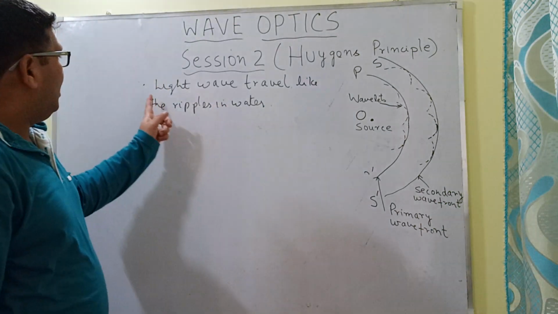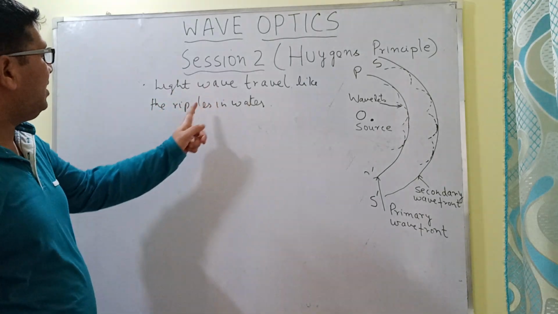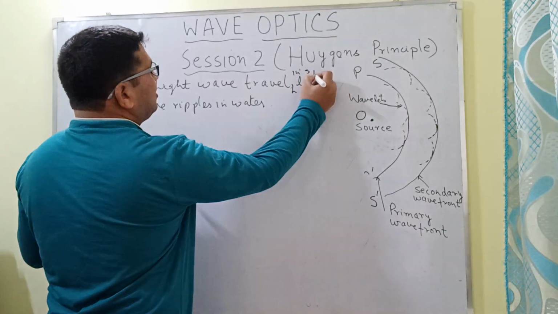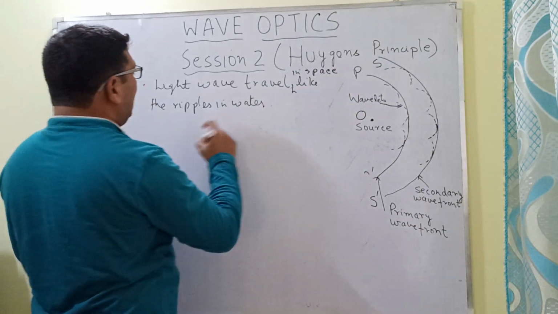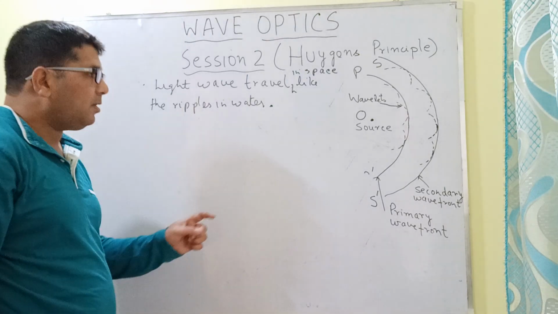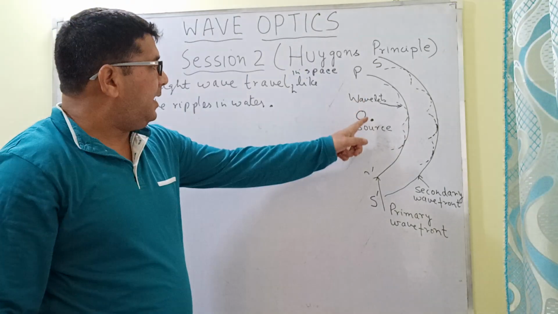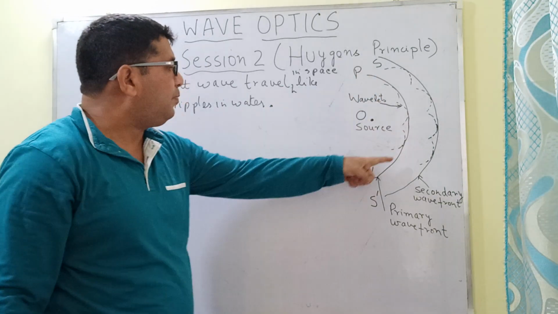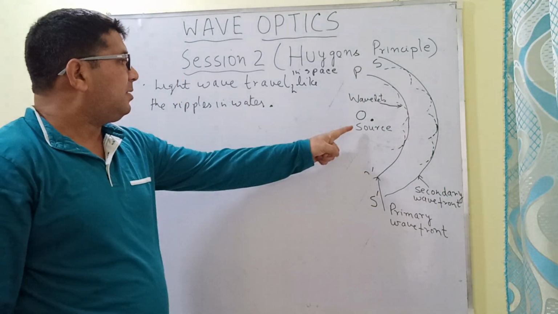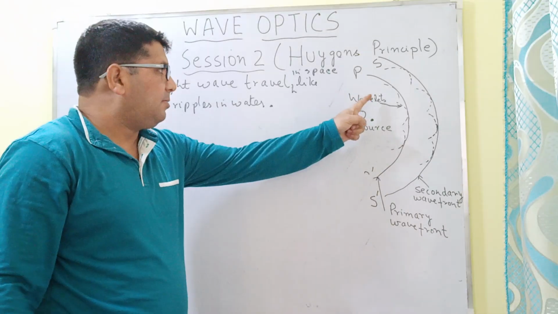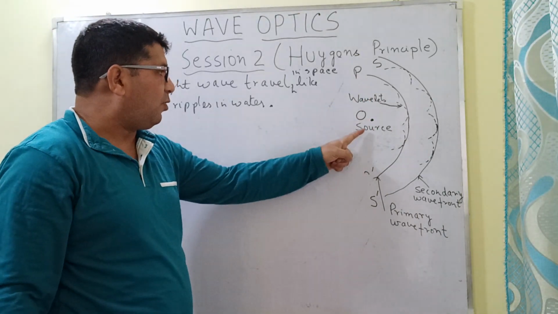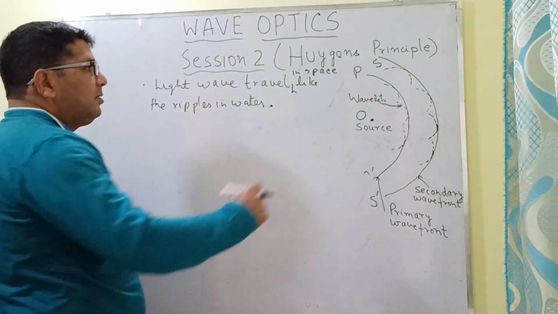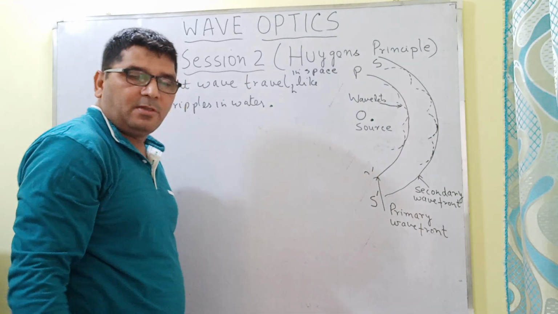So Huygens said that light waves travel in space like the ripples in the water, and the locus of all the points which are at the same distance from the source, or which are oscillating in phase, constitute the wavefront.